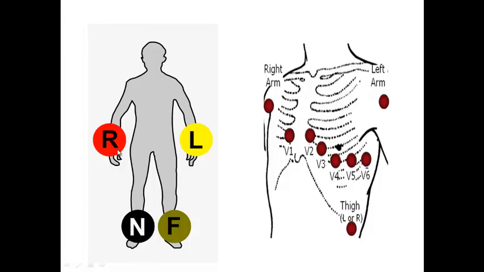And sometimes some doctors try to make this in their minds that always the right red limb or red limb electrode is on the right arm. So this is the usual arrangement of the limb leads.